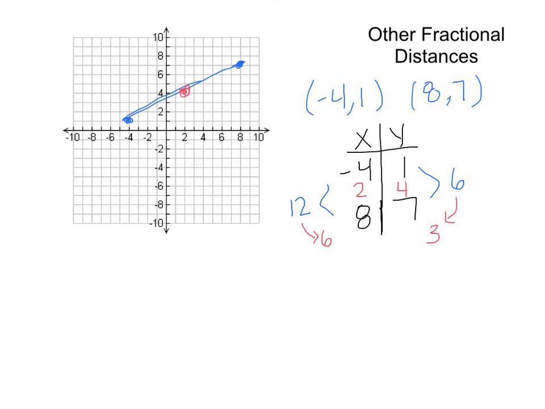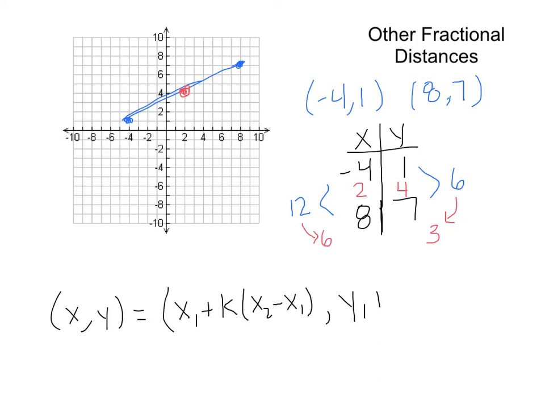So to actually generate this formula, if we were wanting to find the coordinates x, y of some other fractional distance or any fractional distance, what we did was we took the first x coordinate and we added the fractional distance between the two x's. And then to find the y coordinate, we took the first y coordinate and we added the fractional distance between the two y's. And that got us our coordinates.